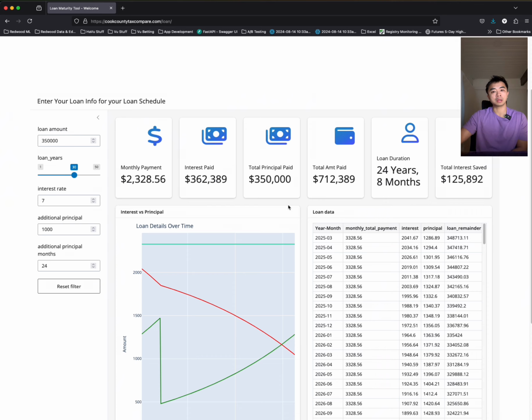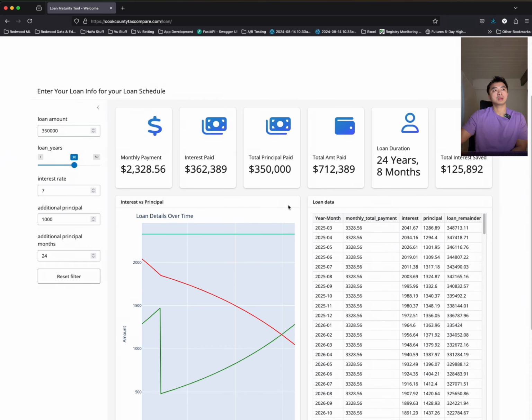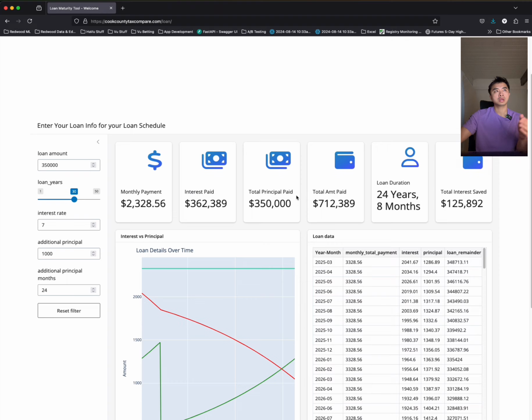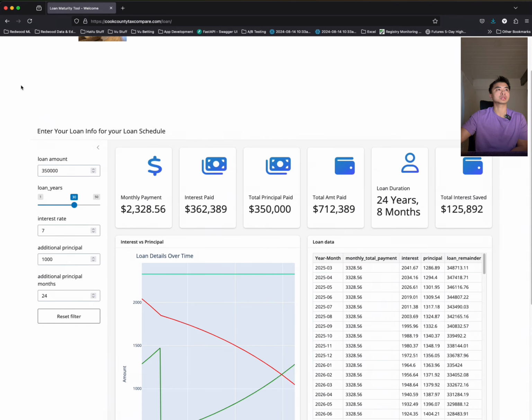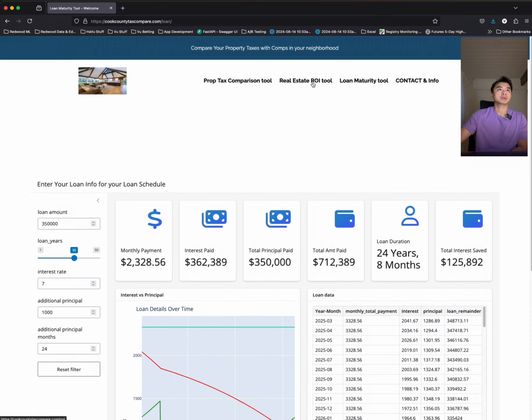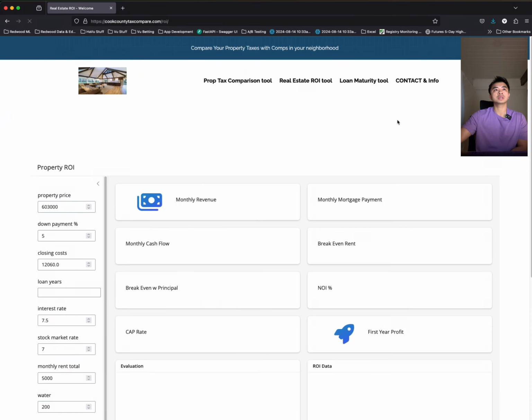I've shown it a lot to my family members and friends to show them what they should do when they take out a loan, and show them how much overall interest and principal they're paying. It seems pretty simple, but it's very helpful. It's just to have a tool like this for anyone to use. And so you guys just come here, cookcountytaxcompare.com/loan.